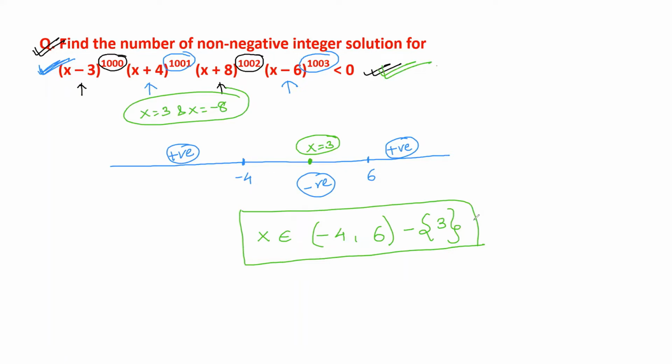So the non-negative integer solutions in this range would be 0, 1, 2, 4, and 5. That means there are 5 non-negative integer solutions which satisfy this inequality. Be careful whether we have been asked for non-negative integer solutions or positive integer solutions, because in non-negative integer solutions 0 will be included, but in the case of positive integer solutions 0 won't be included. So based on the question, our answer will change. The number of non-negative integer solutions satisfying this inequality is 5.